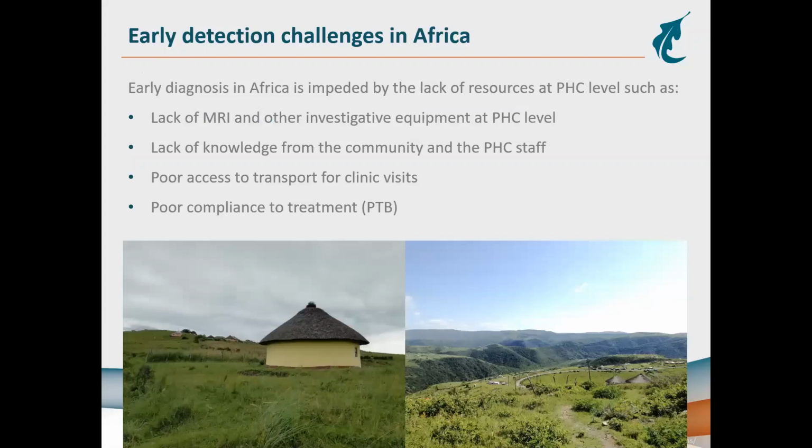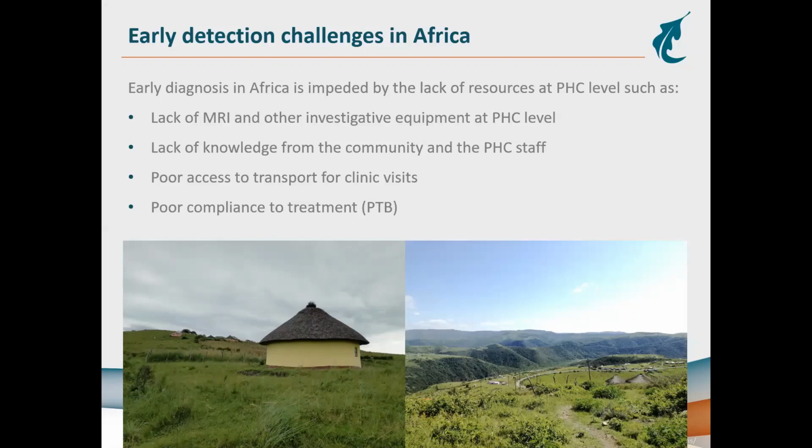So our early detection and early diagnosis challenges in Africa are mostly impeded by the lack of resources that we have at primary healthcare level. And I'm talking also specifically about the more rural areas. They don't have MRI machines and other investigative equipment. There's a lack of knowledge from the community as well as the primary healthcare staff. They have poor access to transport for clinic visits.